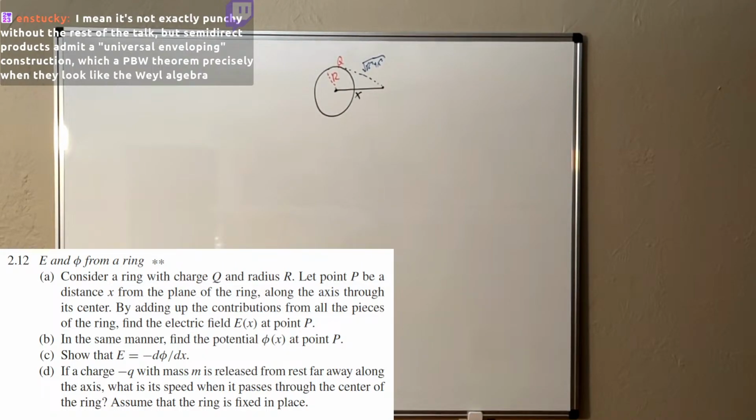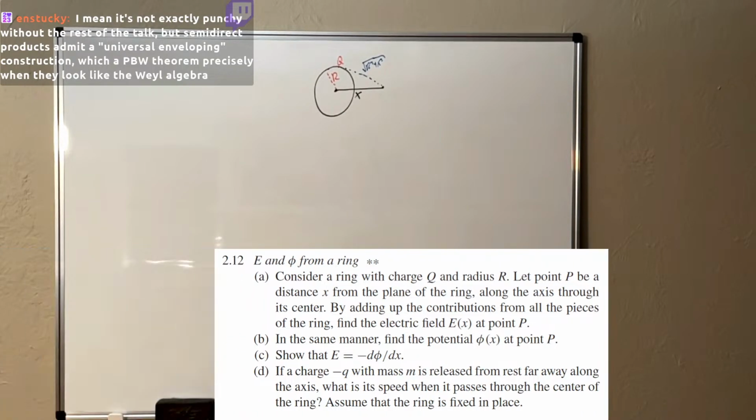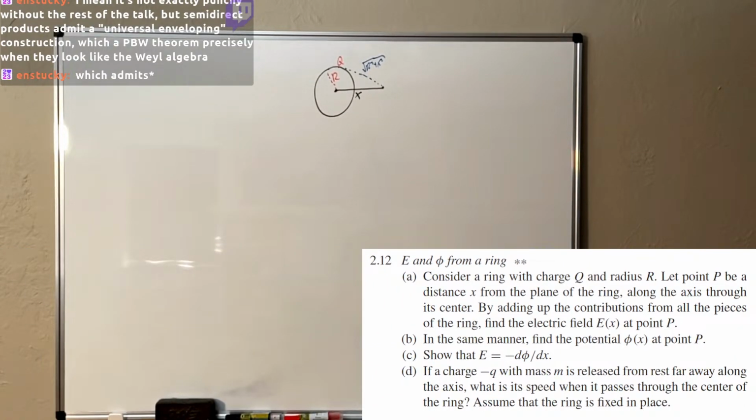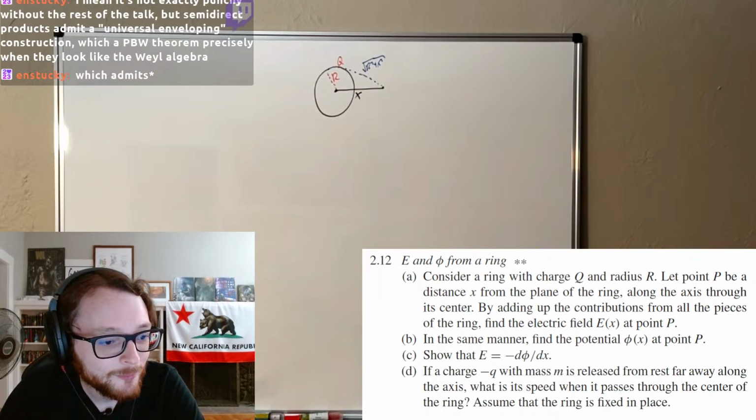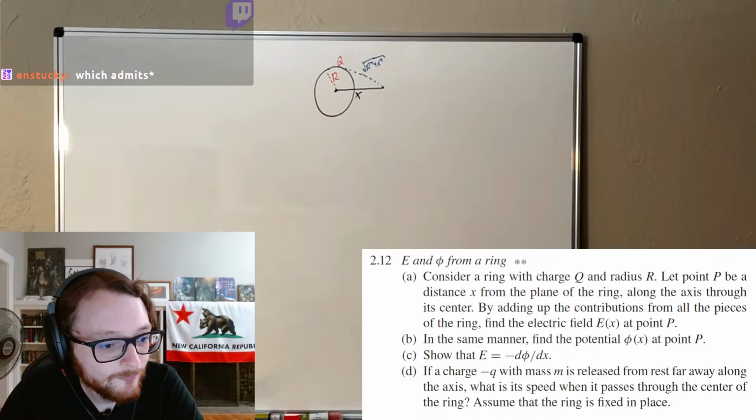Not exactly a punchline without the rest of the talk. Oh, okay. Semi-direct products. Okay, wait. Well, let me sit down again and read this. That's rare, but it's a little bit too hard to describe without the context. Semi-direct products admit a universal enveloping construction, which admits a PBW theorem precisely when they look like the Weil algebra.